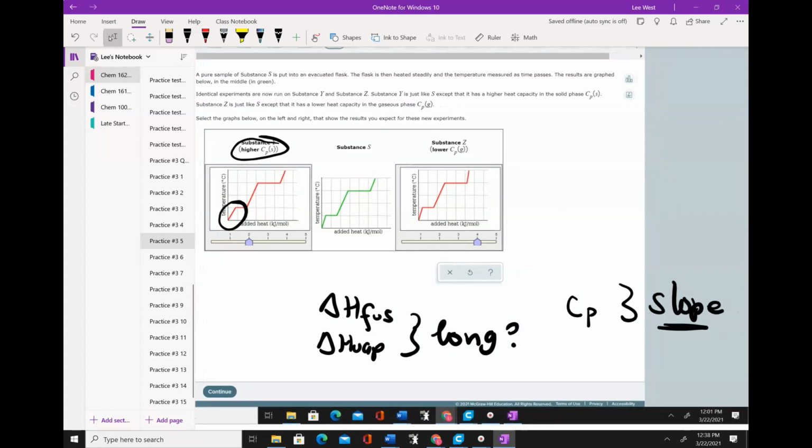Now substance Z is exactly the same as S, except it has a lower heat capacity in the gas phase. So that means that less energy inputted into the gas will raise the temperature more. So I picked the curve that was identical in the bottom 4 parts of the curve, and then that final part where we're heating up the gas, I wanted it to be steeper, because less energy in gives a greater rise in temperature. So you can see that when we're talking about a single phase, it's all about the slope of that linearly increasing region. And then when we're talking about a phase change, then it's how long those flat regions are.